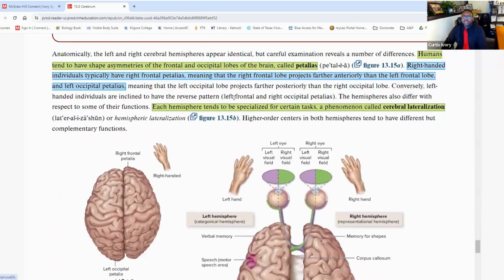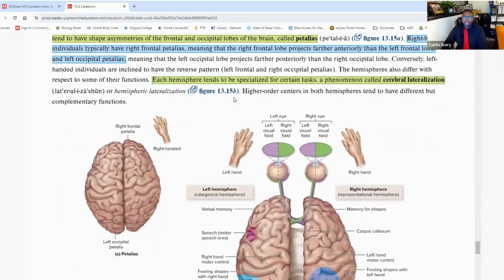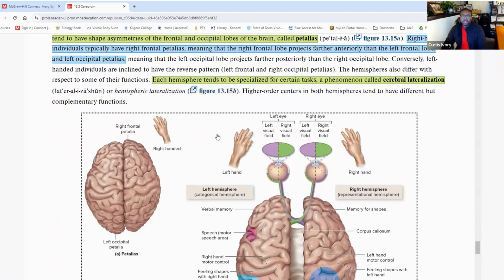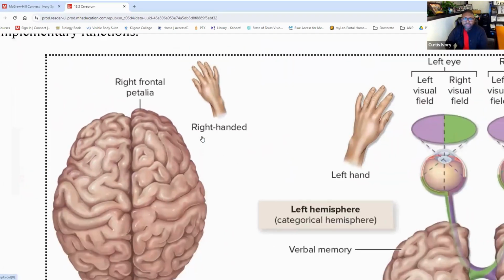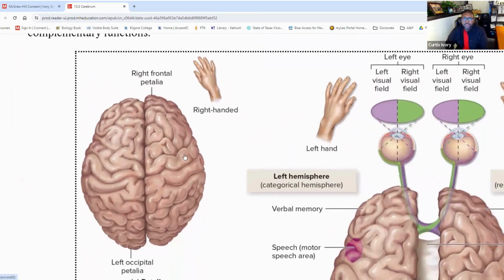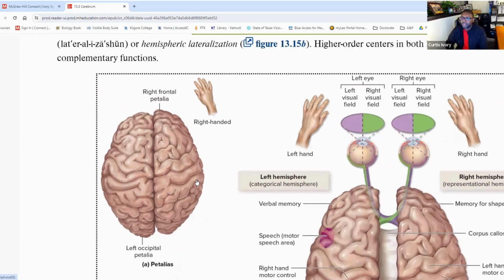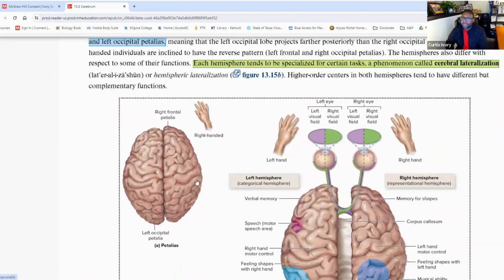One cool, interesting thing: if we were to take your brain out, we could tell if you're right-handed or left-handed. If you take a closer look here, if you are right-handed, the right portion of your brain will be slightly bigger than the left portion. And if you're left-handed, the left portion will be slightly bigger than the right, which is kind of cool, that you can tell which side is more dominant.